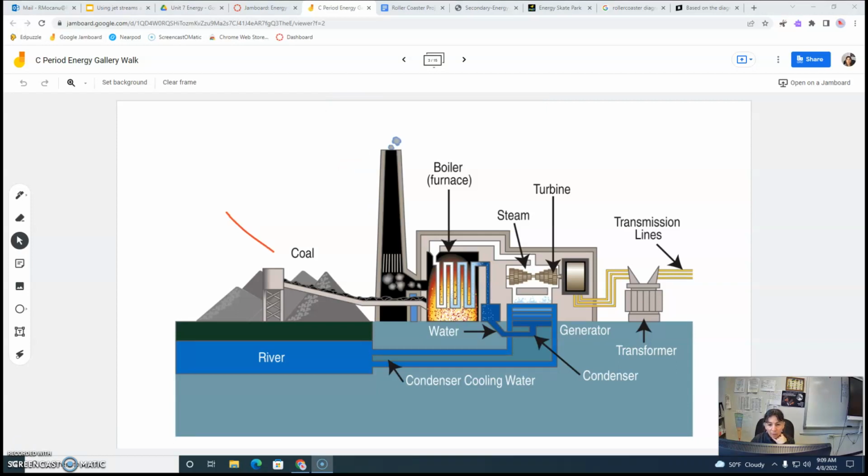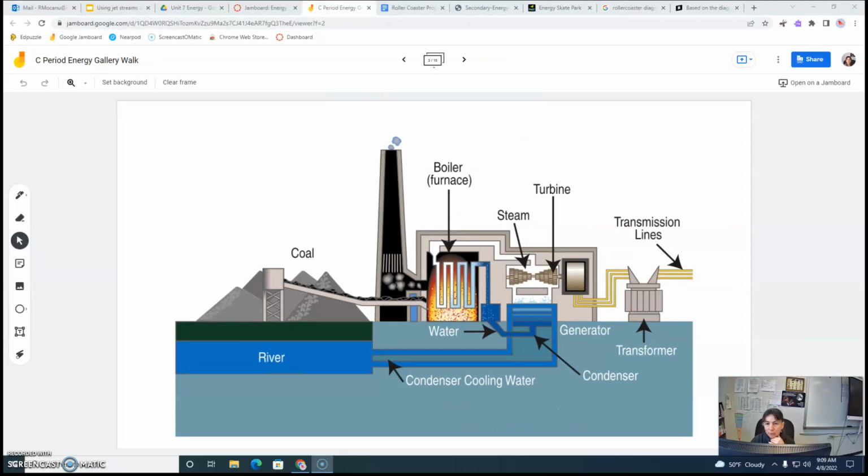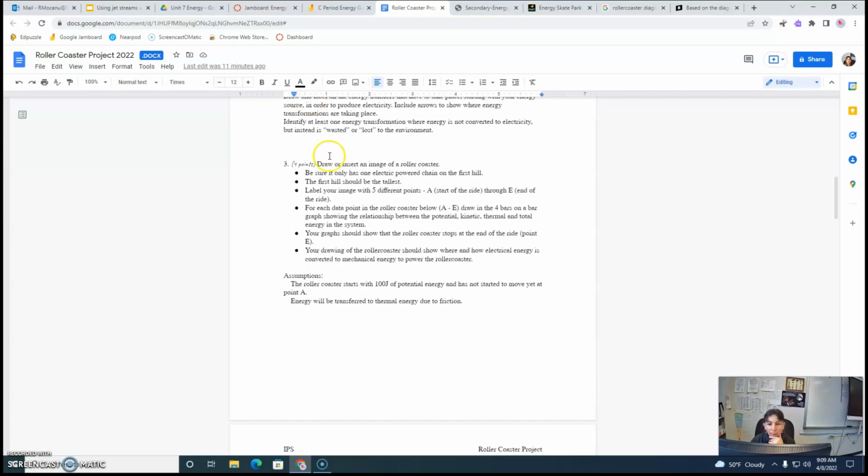So for example, you would have something like this on your project where you're showing coal right here. So you have chemical energy, so you'd label that. Whoops, that's not what I meant to do. But you get the idea. You would label chemical energy right here. And then you would label another kind of energy as it's transforming as it goes through this. All right, so let's go back to the project. And then you would need to label places where inefficiencies occur, basically where energy is wasted to the environment.